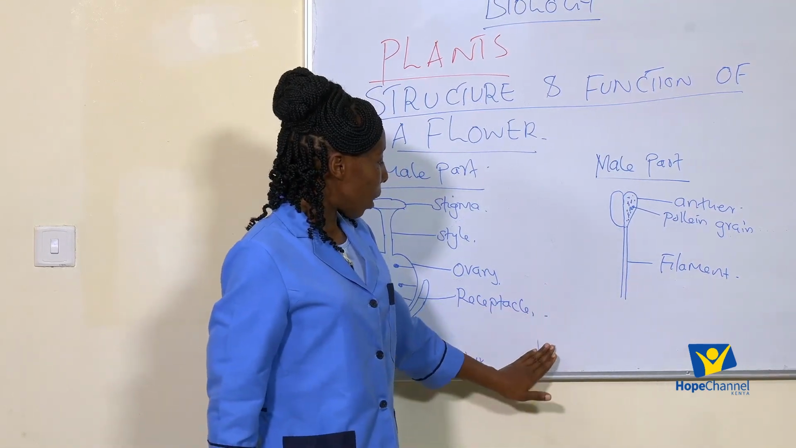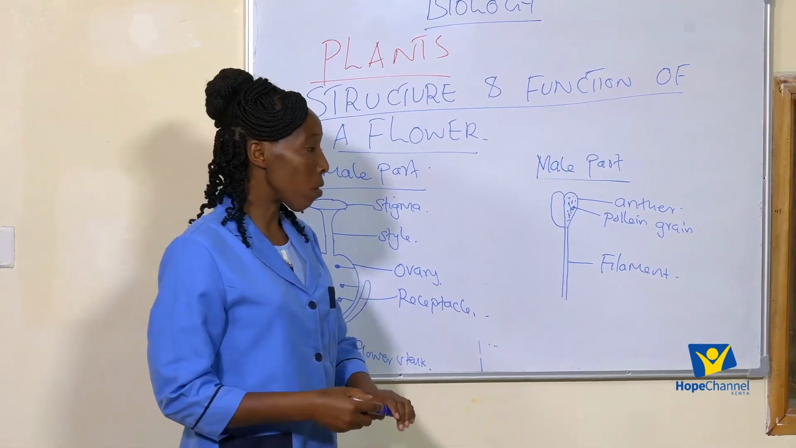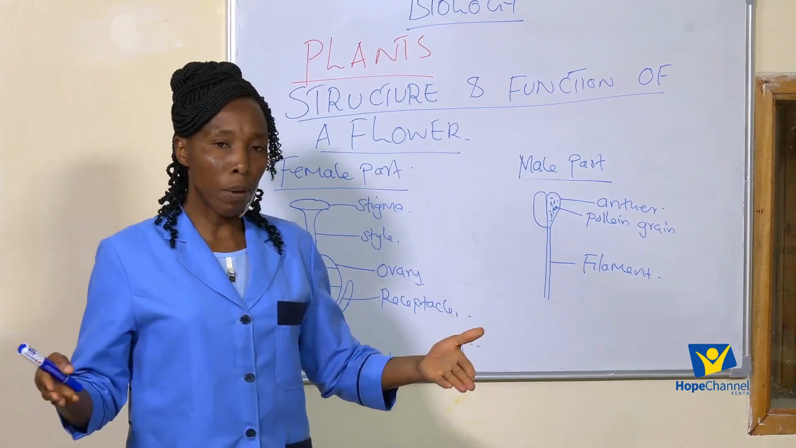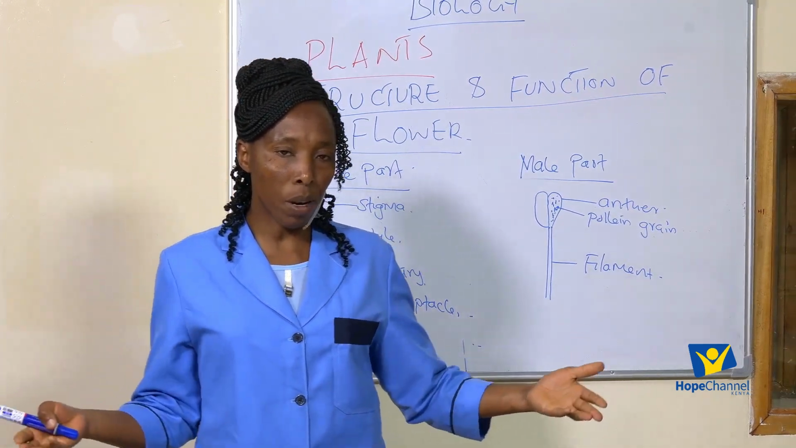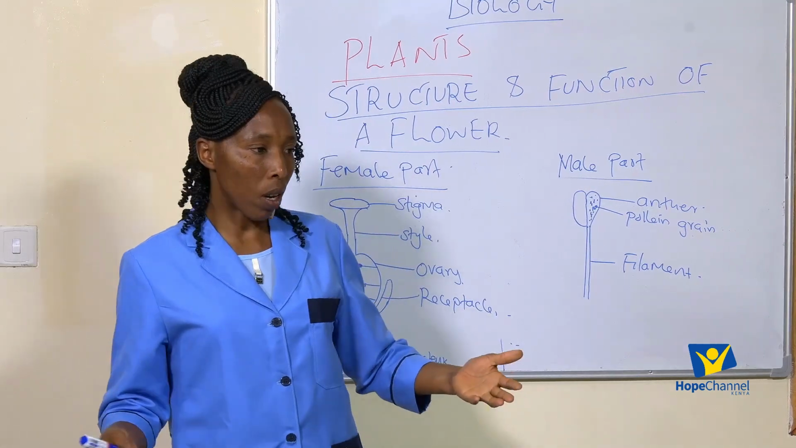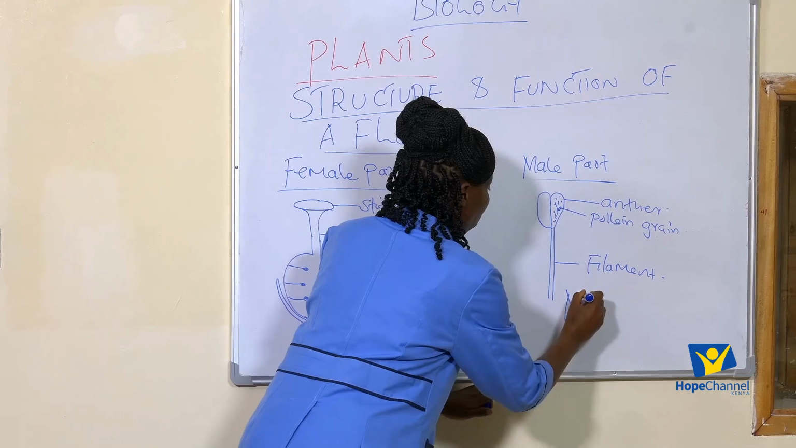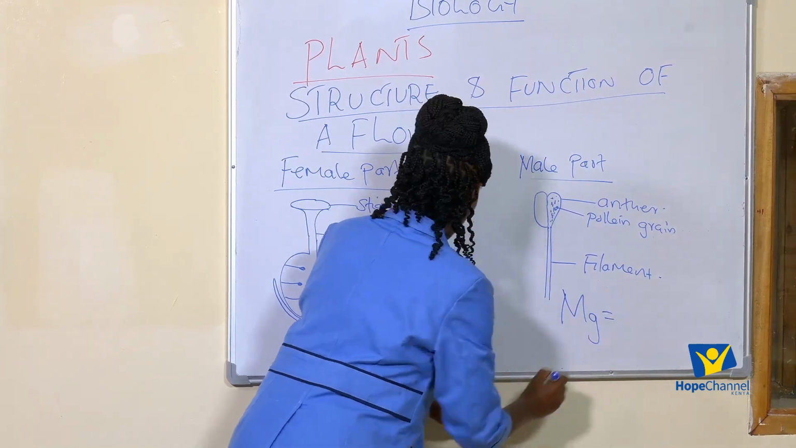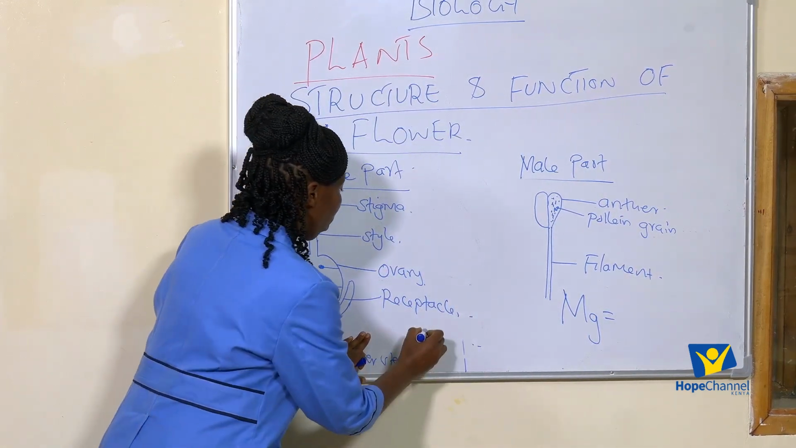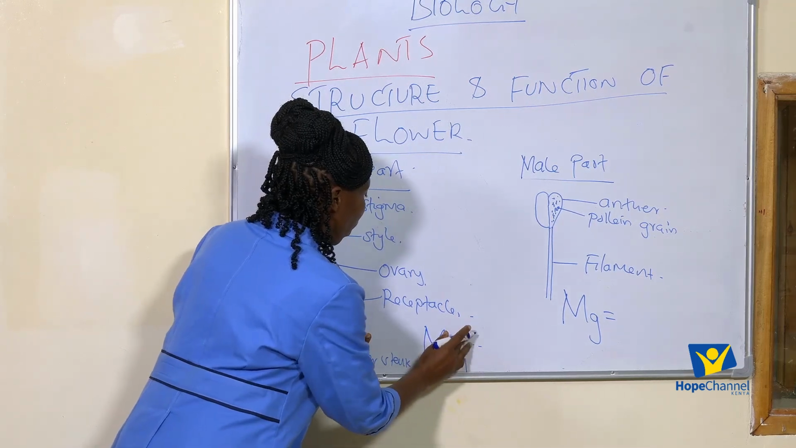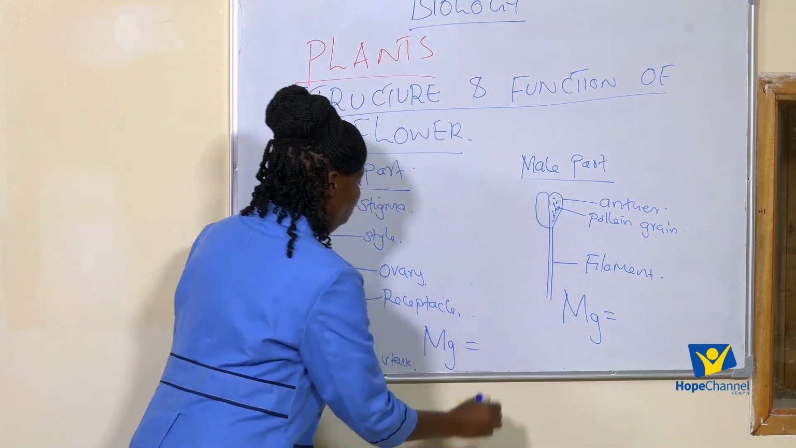And of course, anytime we say you draw a structure, you must do what? You must state the magnification. You've drawn a structure. How do you state the magnification? So you must tell us the magnification for that diagram that you have drawn. You also must give us the magnification of the part of the flower that you have drawn.